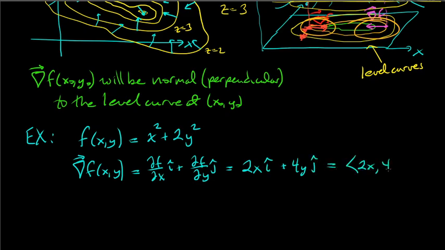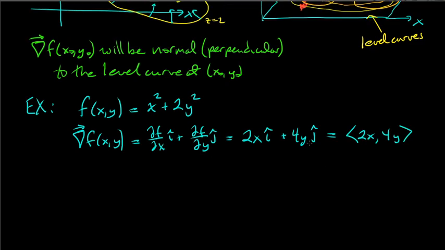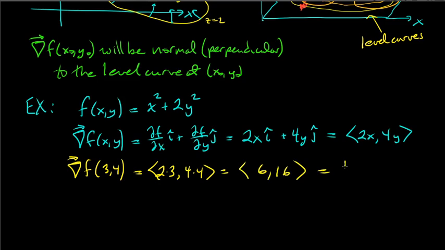Just to emphasize, this is a vector at a given point. If I plug in a specific point now, let's say I want to take the gradient at the point (3, 4), then I plug in x equals 3 and y equals 4. And I get the vector (6, 16), or 6i plus 16j. Okay. So notice that this is a vector with only two components. There is no k here. If you like, k is 0 times k. But there is no k. It's a vector in a plane.